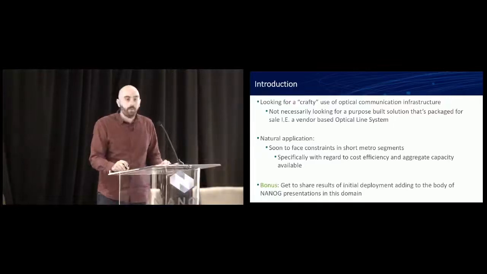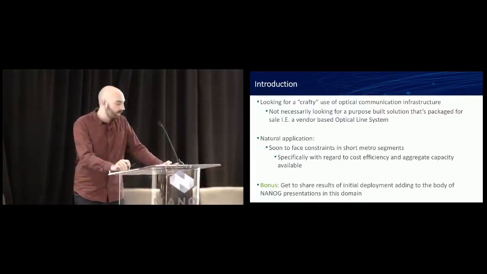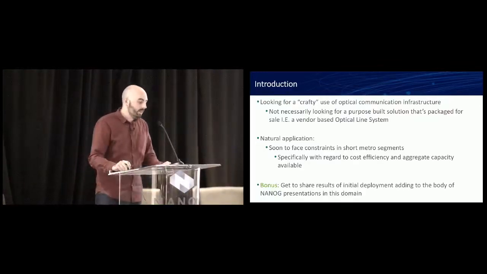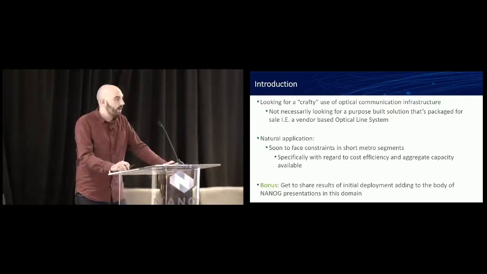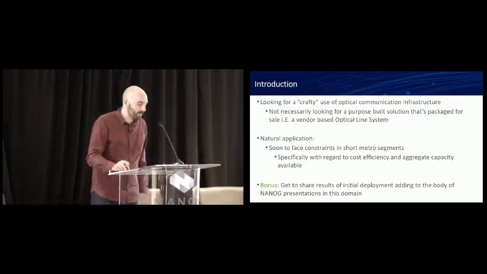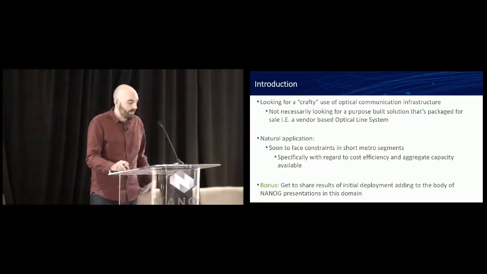Some background information on why we went and looked at this stuff. We were looking for a crafty use of optical communication infrastructure, and that didn't necessarily have to be a purpose-built solution that's packaged for sale, for example a vendor-based optical line system where you purchase everything together in an aggregated fashion. And we had a natural application for that crafty use of the infrastructure. We were projecting that we would soon face constraints on our shorter metro segments, specifically with regard to cost efficiency and aggregate capacity available, as probably many of you have experienced. And as a bonus, by tackling the problem in this way, we can share the results of our deployment and add to the large body of NANOG presentations that cover this domain.